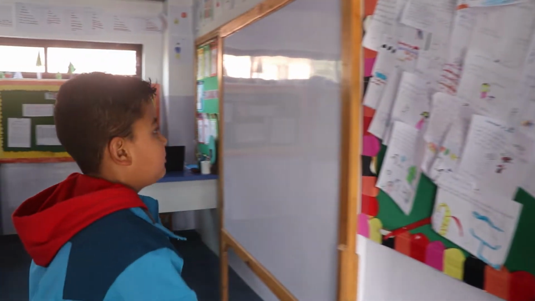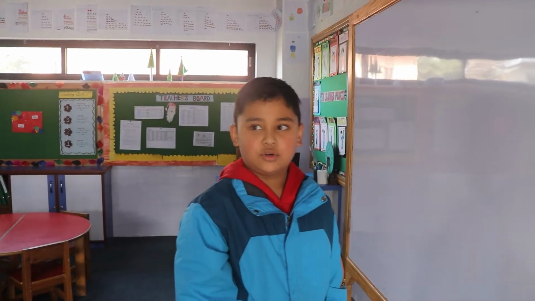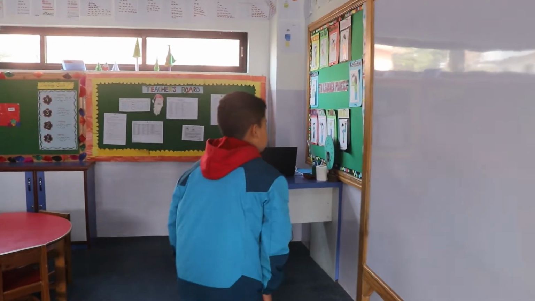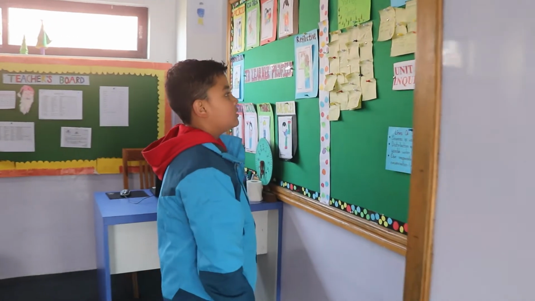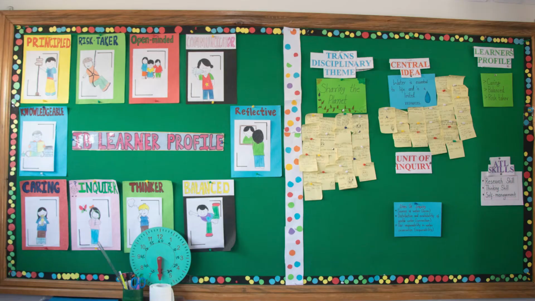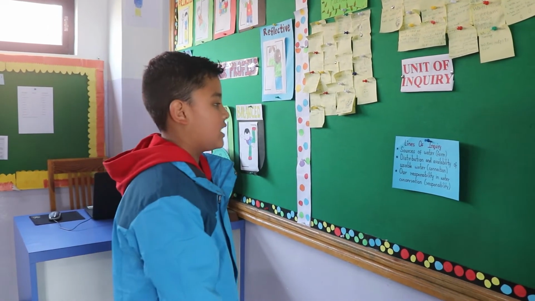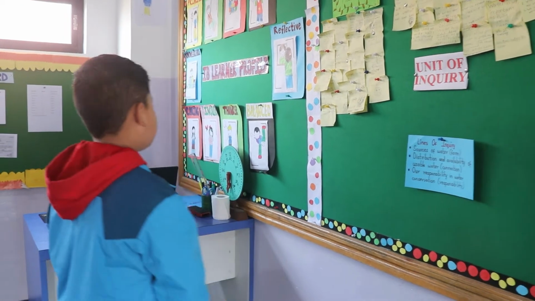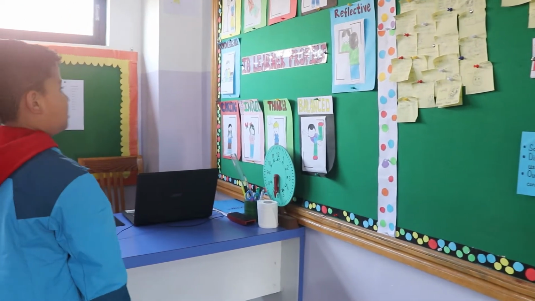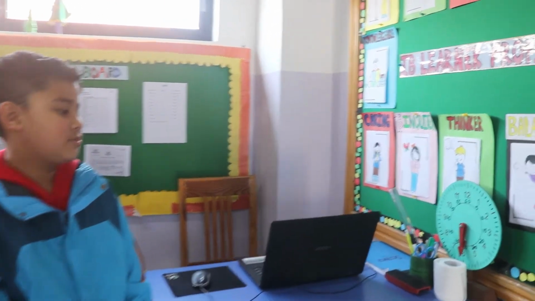This is our whiteboard, and it is a flexible board. This is our UI board. There is transdisciplinary theme, central idea, learner's profile, ATL skills, lines of inquiry, and key concepts. This is our IB learner profile. There are 10 learners profile.